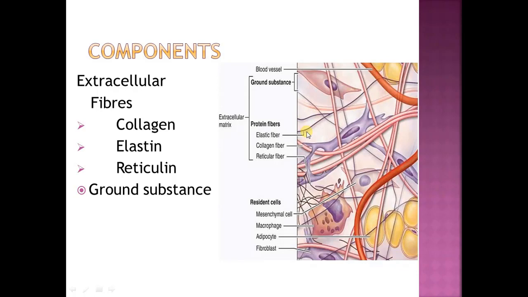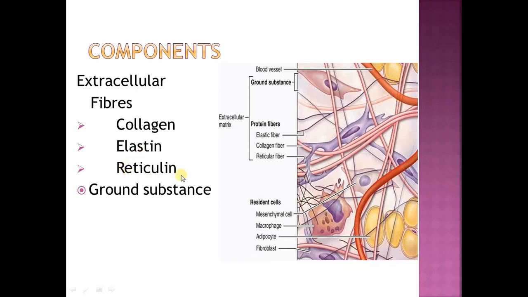Even if you distort it, it can come back to its original shape. It can maintain its original shape. Next is collagen fibers. They are thicker. They don't possess that elastic property. They don't stretch very much. To some extent they possess.